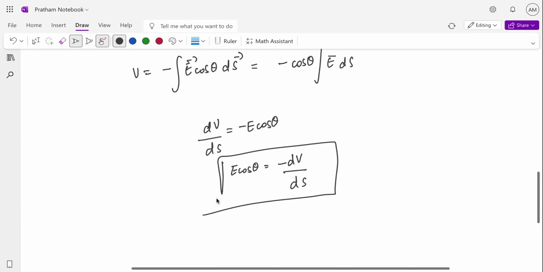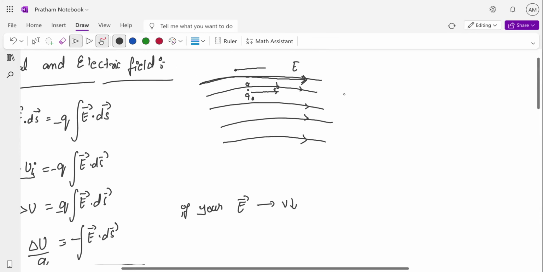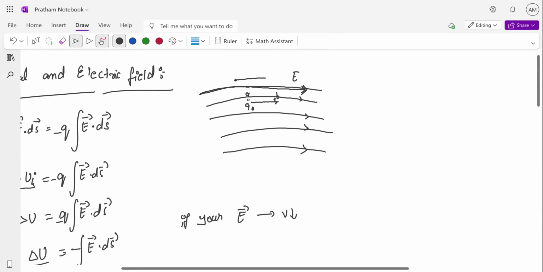Now, what is E cos theta? E cos theta is a component of E which is in the direction of ds. Is that clear? For example, my electric field is like this, and let's say I have moved in this direction. Instead of moving from here to here as in the previous figure, I am moving like this.